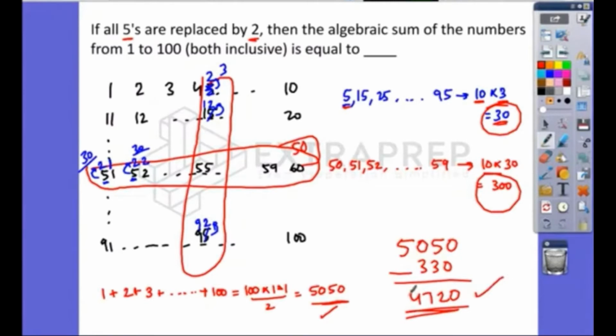I wrote all this stuff to make you understand. If all the 5s are replaced by 2s, this is what happens, because there is a reduction. You'll have to find the places where changes are being made. Accordingly, you'll have to reduce, because 5s are replaced by 2s, it will reduce. If 2s are replaced by 5s, it will increase. Then you'll have to add to 5050. Is that understood? Good. Let's look at the next one.